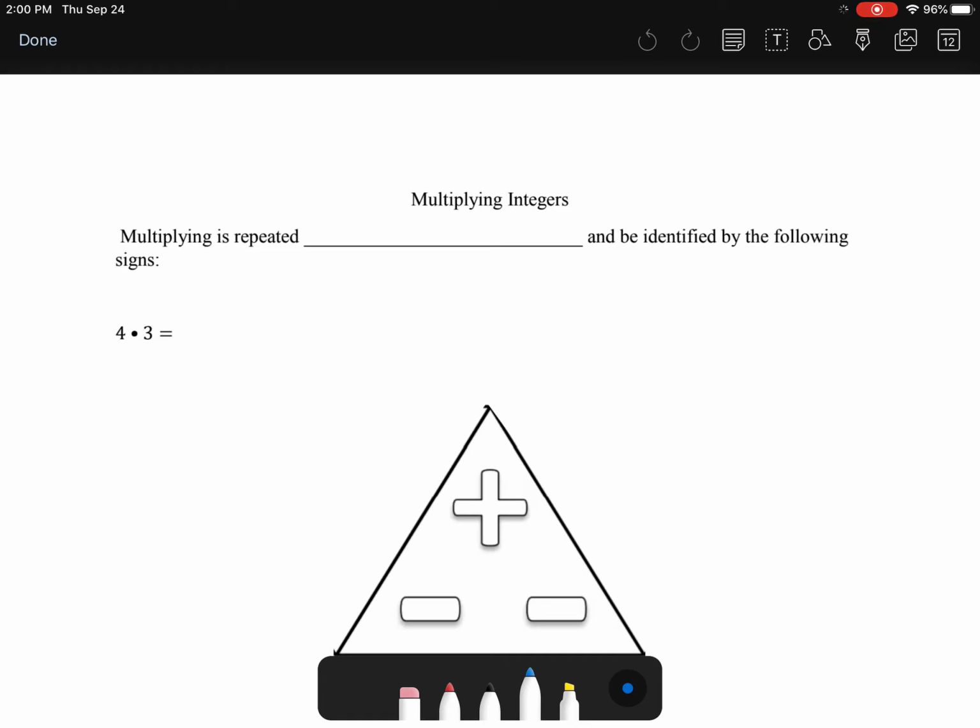Hey you guys, in this video we're going to be talking about multiplying integers. Again, an integer is a whole number that can be positive, negative, or zero. And we're going to go through and start multiplying them. Multiplying is just repeated addition.